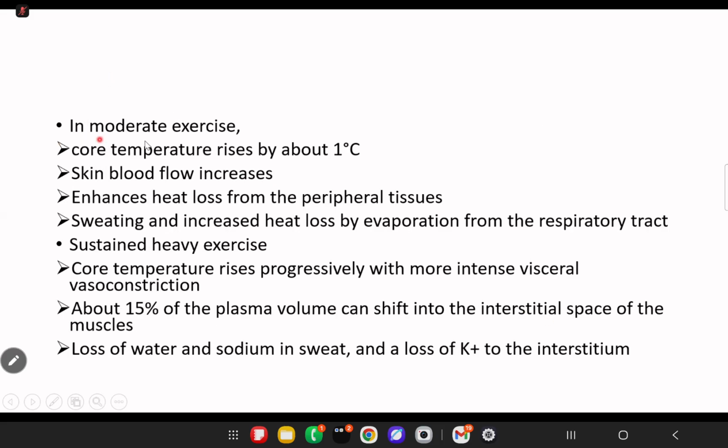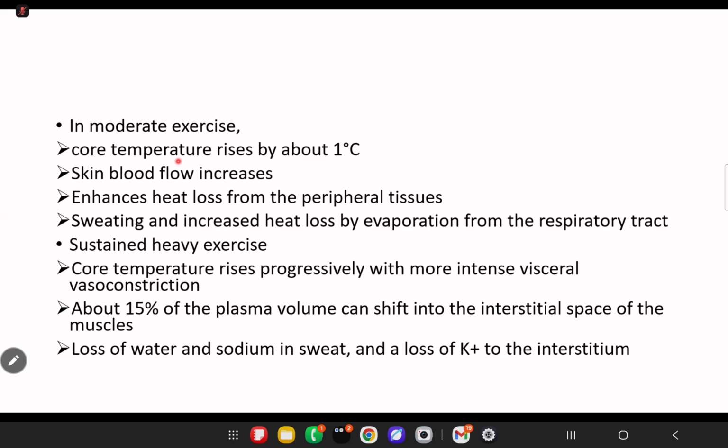Then the other things which happen. So those are the cardiorespiratory changes in exercise. If you look at the other systems, core body temperature rises about 1 degree in moderate exercise. Your skin blood flow increases to get rid of the heat, with vasodilatation of your skin blood vessels. Then you have increased heat loss, and you start sweating more profoundly, which helps control your body temperature by increasing heat loss by evaporation of the sweat, and you also lose a lot of water from the respiratory tract through evaporation.